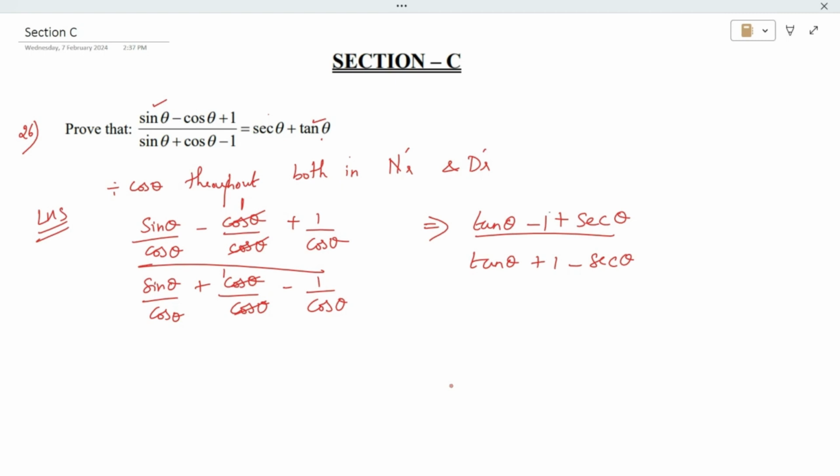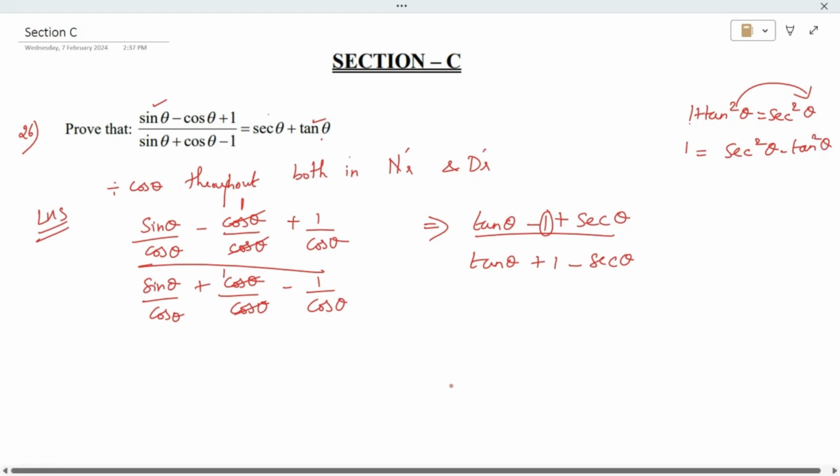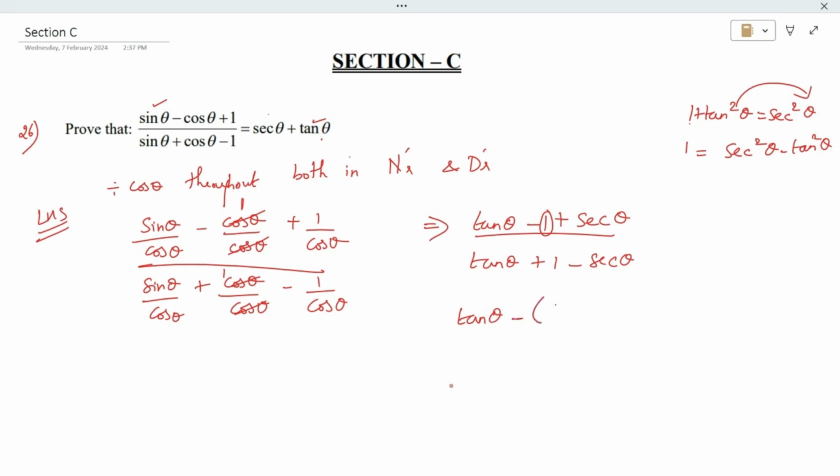So what I'm going to do, I'm going to convert this with the identity secant square minus tan square. I know 1 plus tan square theta is equal to secant square theta. So I have to change 1 in the numerator. Keep the denominator as it is, okay? So 1 can be written as secant square theta minus tan square theta. Only for 1, you have to keep the negative sign outside, which means you have to replace 1 by secant square minus tan square inside the bracket. Remember, enclose the bracket or else your answer is going to be wrong, by tan theta plus 1 minus secant theta.